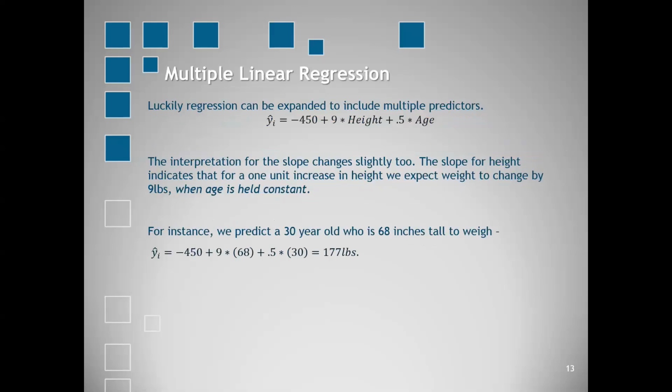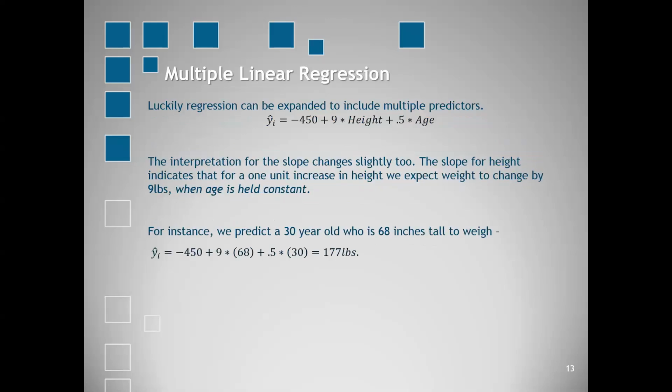The slope for height indicates that for a 1 unit increase in height, we expect weight to change by 9 pounds when age is held constant. This last statement means that for every possible age in our data set, a 1 inch increase in height is always going to correspond to a weight gain of 9 pounds. So that applies to someone who's 20 years old, and that applies to someone who's 80 years old.